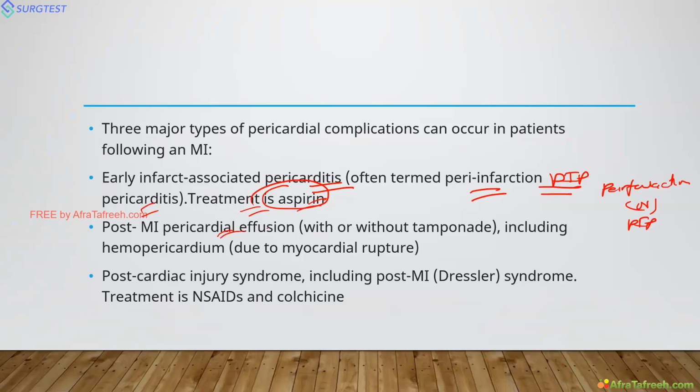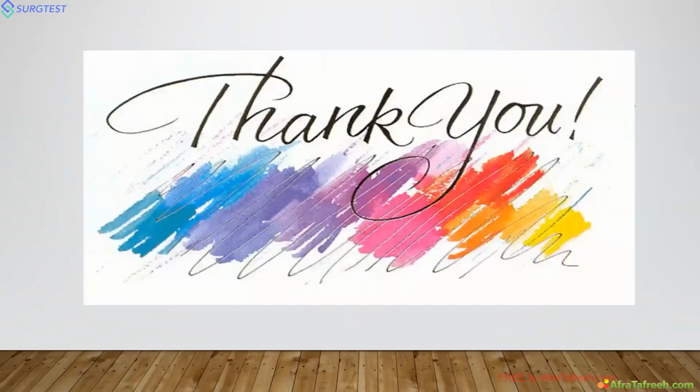Then post-MI syndrome, which we discussed, is Dressler syndrome, and its treatment is NSAIDs and colchicine. Steroids you can use in refractory cases. Okay, this comes to our final discussion. Thank you so much.